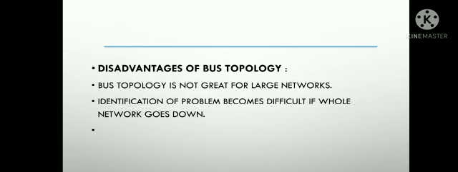Disadvantages of bus topology: bus topology is not great for large networks. Identification of problems becomes difficult if the whole network goes down. Troubleshooting of individual device issues is very hard. Terminators are required at both ends of the main cable. Additional devices slow the network down.